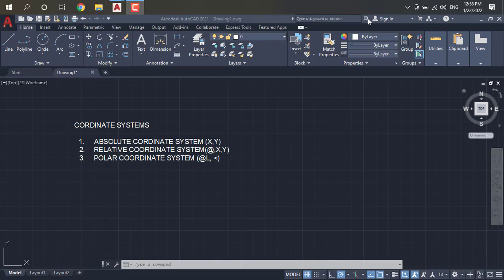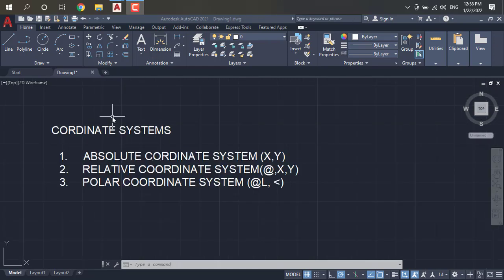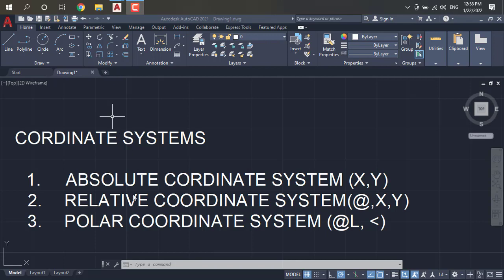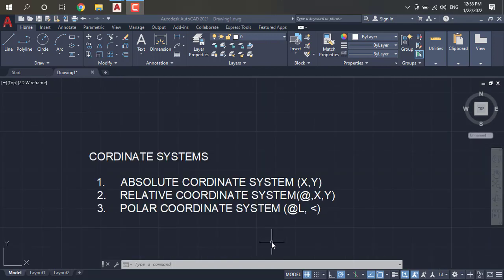In AutoCAD, we have to use the coordinate systems for basic designs. In coordinate systems, we have three types: the absolute coordinate system, the relative coordinate system, and the polar coordinate system. These all are used with the base of coordinates, but there are slight differences.